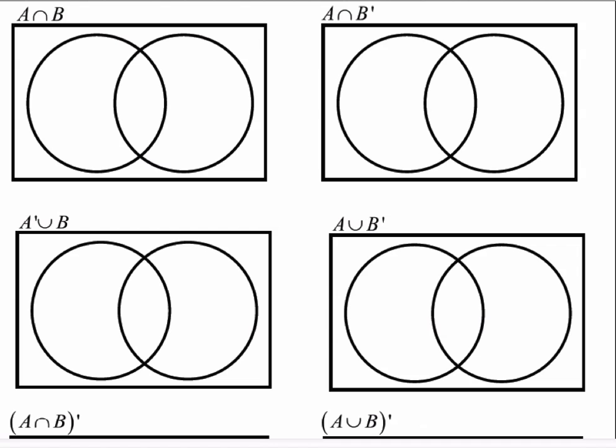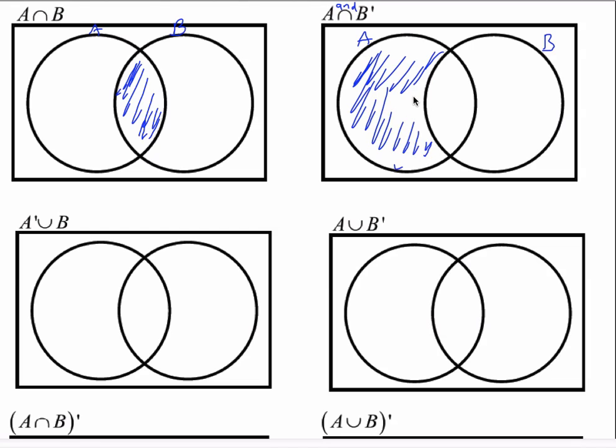Now we're going to do the shading for these. A intersect B is everything that's shared in common here. A intersect the complement of B. So the complement of B means everything that's not in B. And one thing you can think about intersect is they have to be in A and not in B. So everything that's in A and not in B would be this amount.